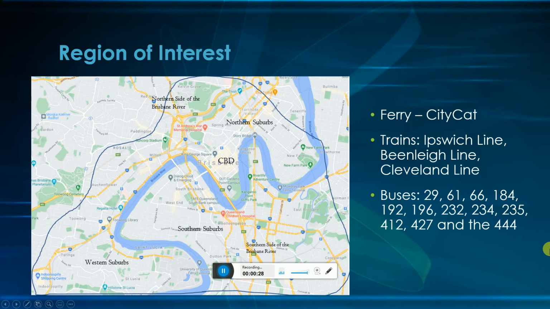The forms of transport we are going to consider are the CityCat ferry, the Ipswich, Beenleigh and Cleveland lines, the buses listed on the right, and walking between stops if they are within a 20-minute walk, but only within the circled region of interest on the left, which encompasses the CBD, St. Lucia and several accompanying suburbs around the Brisbane River.